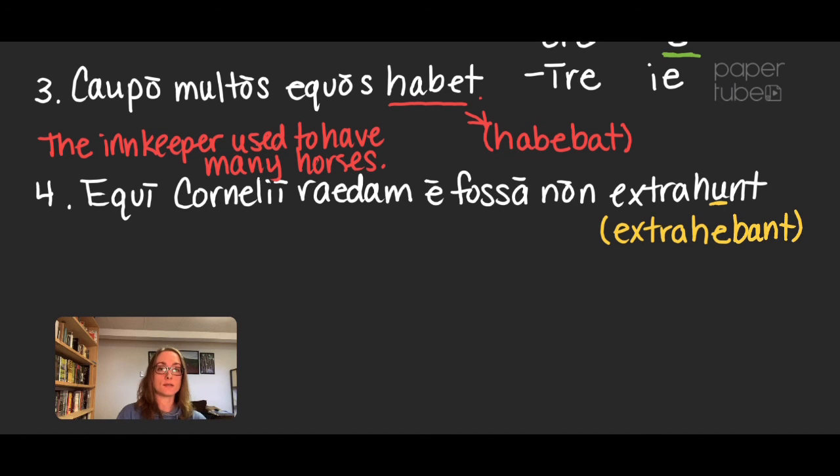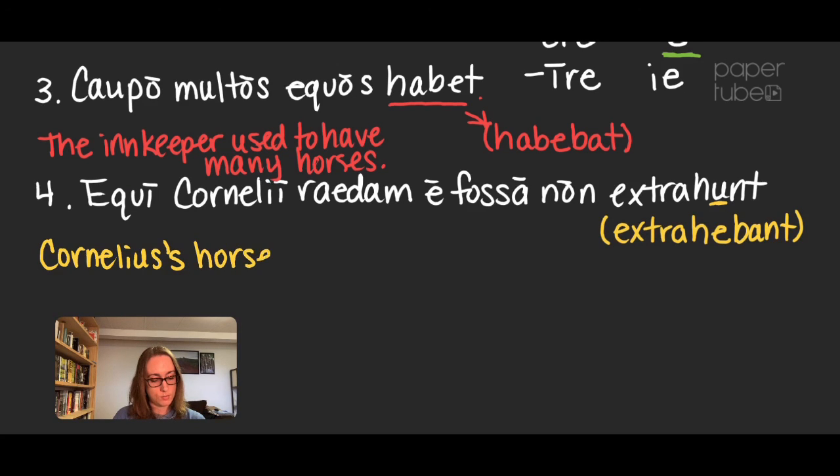Now I just have to translate. Equi Cornelii, that means Cornelius's, because Cornelii is genitive singular, Cornelius's horses. By the way, anytime you see Cornelii with an I ending, it's not going to be Cornelia, it has to be masculine because that's a masculine ending. That's a common mistake I see. Cornelius's, it's not Cornelius' horses. She doesn't have horses anyway. Cornelius's horses, ridicam e fossa non extrahunt.